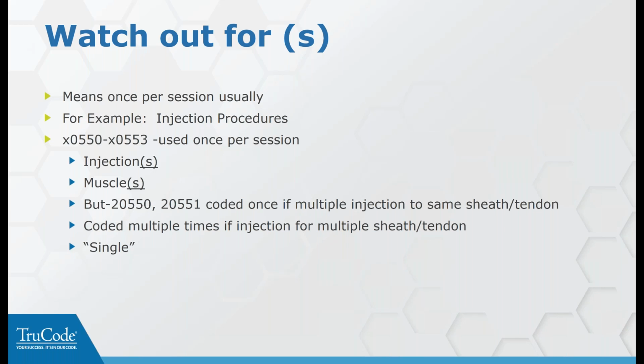For the trigger point injections, they'll say injection or injections. They may even say muscles, but then it says 1 to 2 muscles or 3 or more muscle groups. So that's the dividing factor. So you really want to be careful to make sure you're coding those appropriately. It uses a word like single, or it'll use each or up to, every. You just really have to be careful in CPT. But the S in parentheses means that whether you do this once or multiple times, you can still only code it one time.